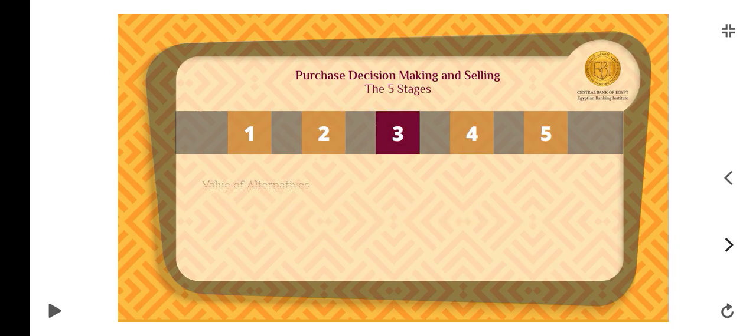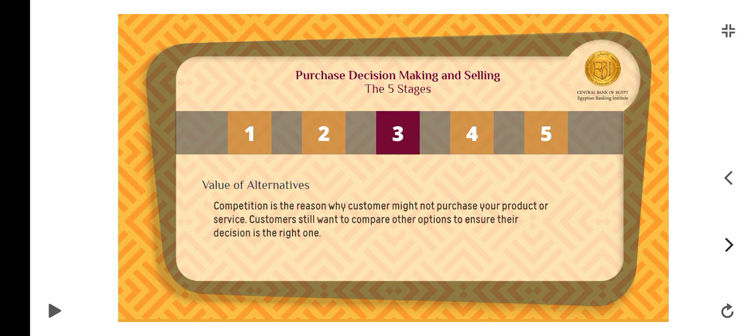Stage 3, evaluation of alternatives. Competition is the reason why a customer might not purchase your product or service. The customer still wants to compare other options to ensure the decision is the right one.